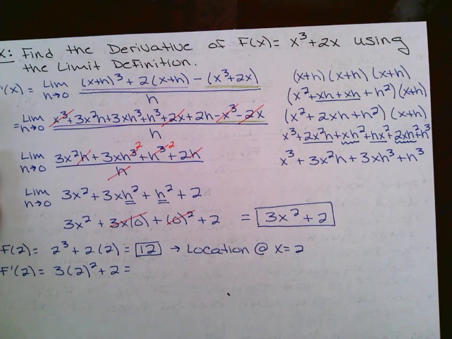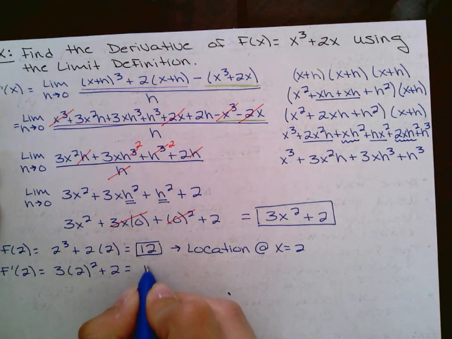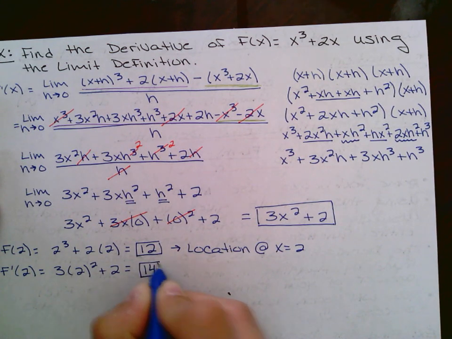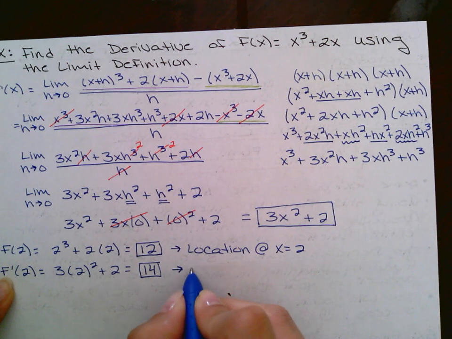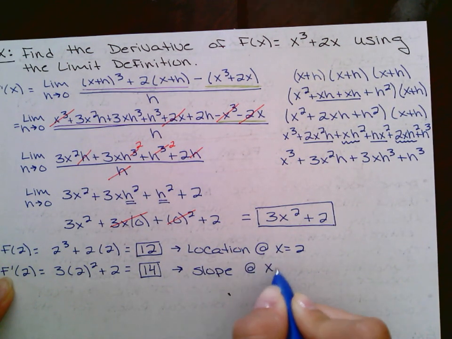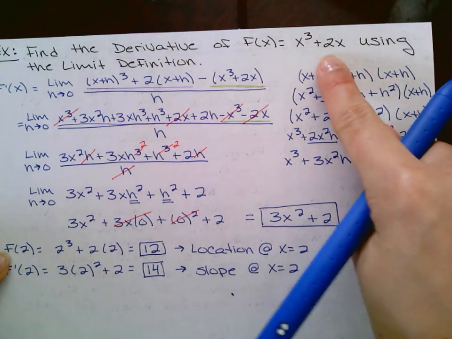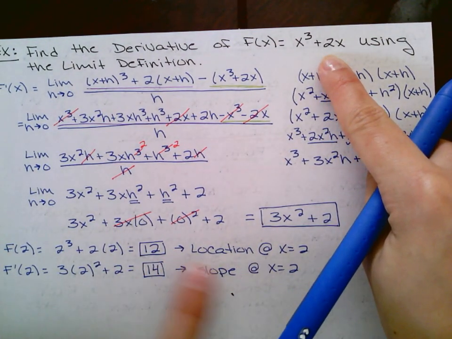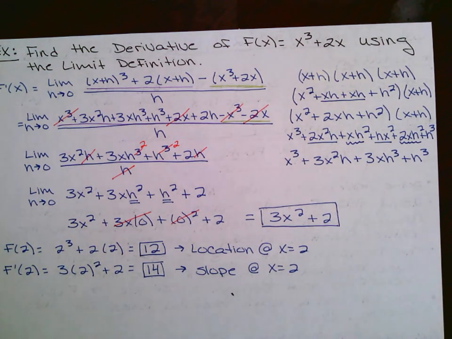Okay? Here I got 4 times 3 is 12, 13, 14. I get 14. This, because it's a derivative, it has a prime, this tells me my slope at x equals 2. So you can see the difference between using the function at a certain point. This will tell me my y value to be (2, 12). And then using the f prime, what I found here, tells me my slope at that value.